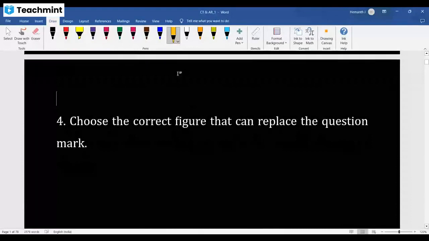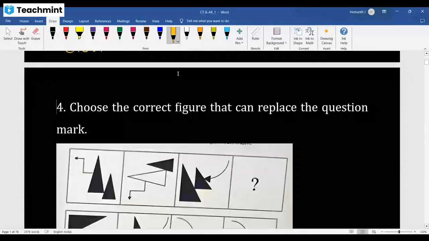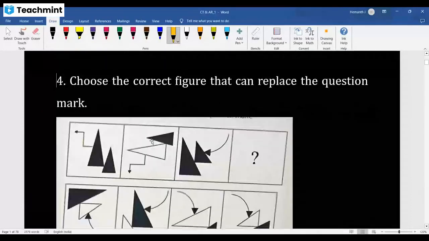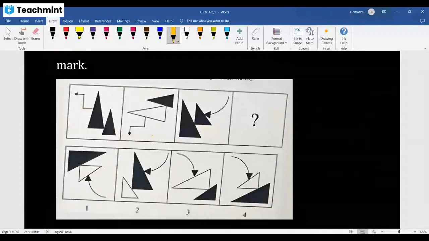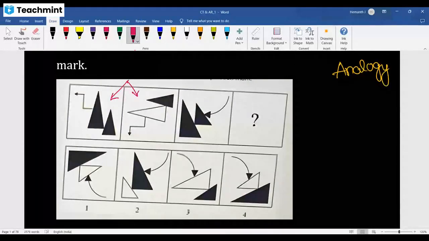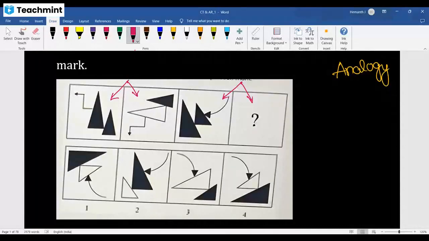Choose the correct figure that can replace the question mark. My dear friends, see this, which should be replaced here. This is an analogy, I can say. For the first two, there is something happening. The same logic you need to apply for the next two. In these two diagrams, some logic has happened. The same thing you have to apply for the next two. Do you understand the first two? What is the logic? The same thing you apply for the next two.